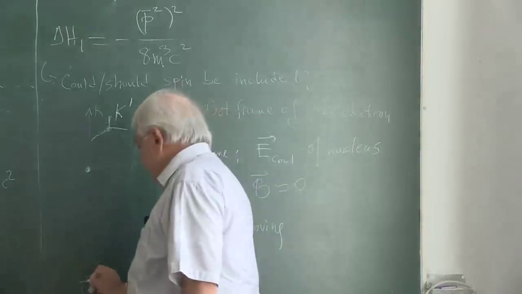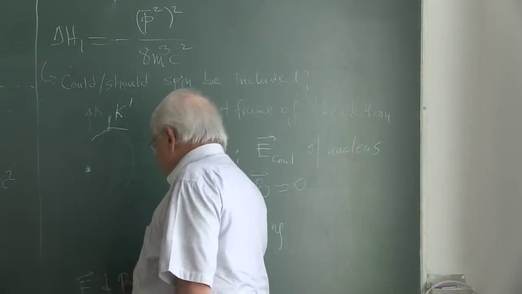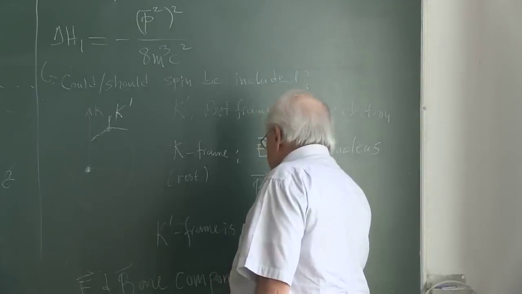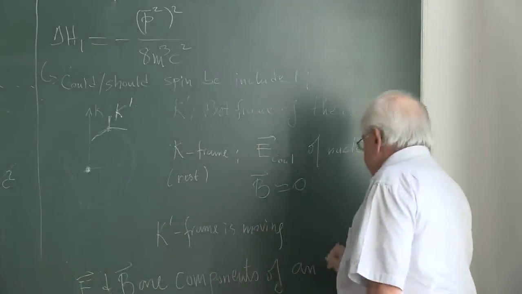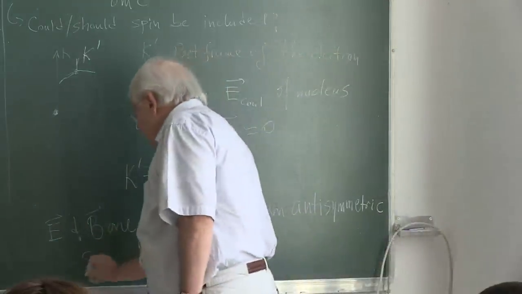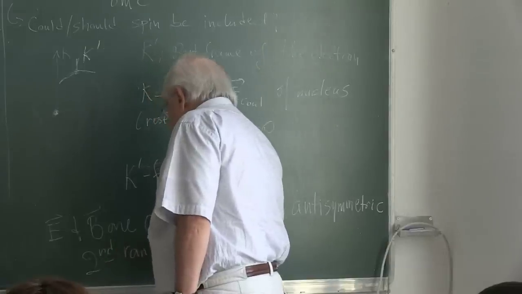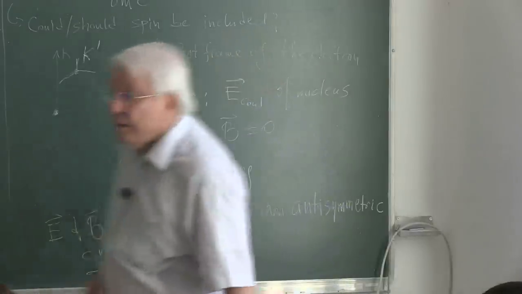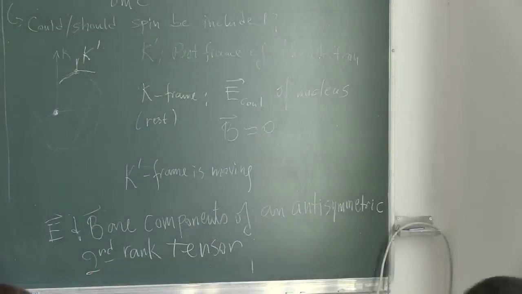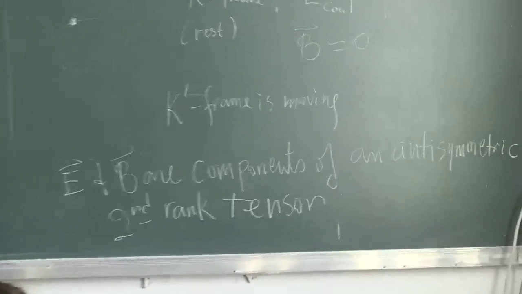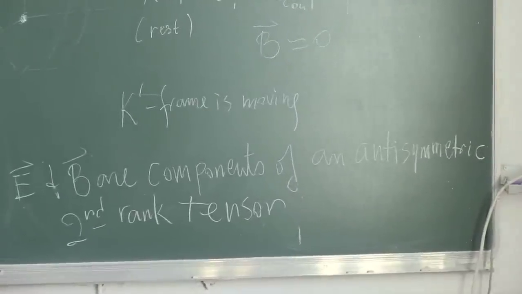So E and B are components of an anti-symmetric second rank tensor. If that is the case, of course, we have to be very careful about the transformations. They don't follow the same path. As far as the Lorentz transformations are concerned, we have to do something else.